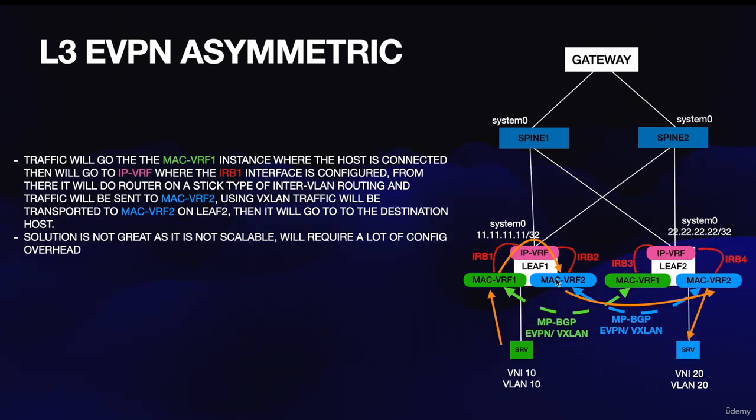Using the VXLAN tunnel between MAC-VRF 2 on leaf 1 and MAC-VRF 2 on leaf 2, the traffic will be sent to the leaf 2 MAC-VRF 2 instance, where it will be decapsulated from the VXLAN information and sent directly to the server in VNI 20. This solution is called asymmetric because when the server in VNI 10 wants to reach the server in VNI 20, the traffic will flow from one MAC-VRF instance to the IP-VRF, after that to MAC-VRF 2, and only after that will it go to its destination on leaf 2.